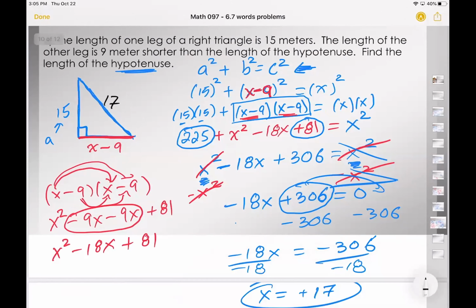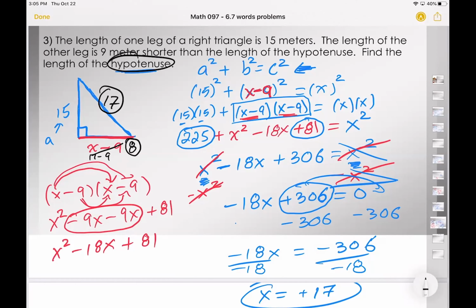And again, if we take 17 minus 9, everybody see that this length will be 8. So again, my hypotenuse is 17, and the other one, if they ask you, is equal to 8, because 17 minus 9. But this one here, they only ask you the hypotenuse, so you only tell them that it's equal to 17.